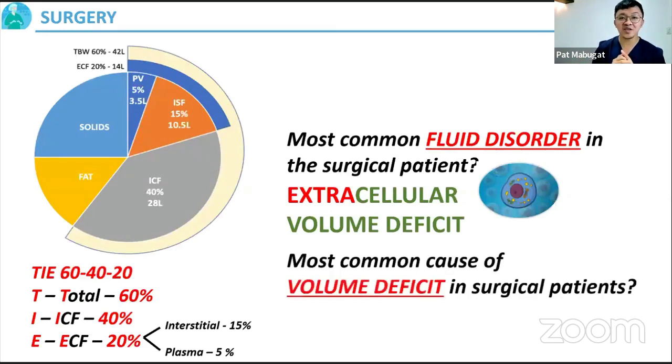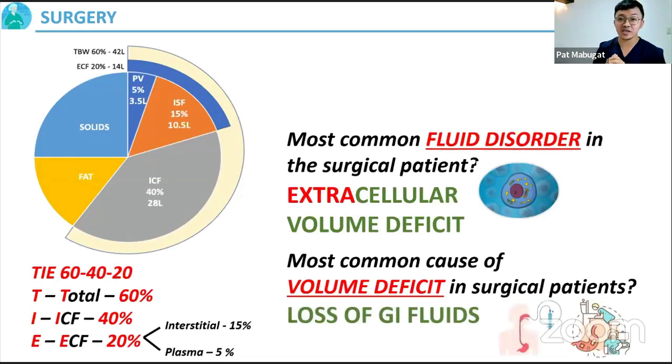What's the most common cause of volume deficit in surgical patients? The most common cause of volume deficit in surgical patients is the loss of GI fluids, either by NGT suctioning, vomiting, diarrhea, or enterocutaneous fistulas. So again, volume deficit in surgical patients is truly loss of GI fluids.